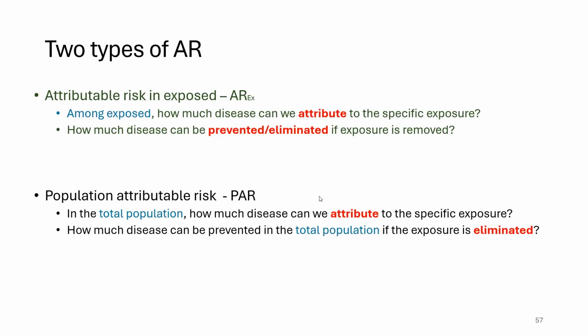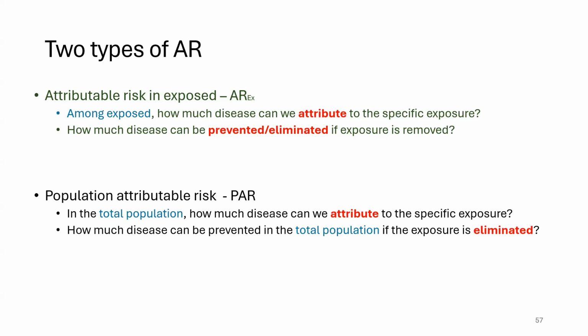So there are two main types of attributable risk. You have attributable risk and population attributable risk. So in attributable risk, we're looking at among those who are exposed, how much of that particular disease can we attribute to that specific exposure that we're looking at? Or how much of the disease can be prevented or eliminated if that exposure is removed?